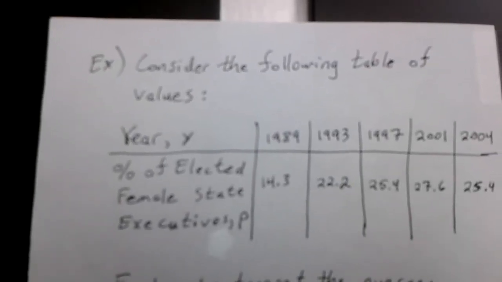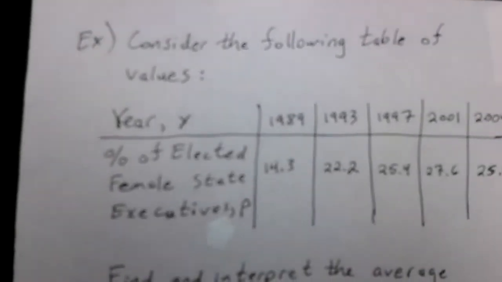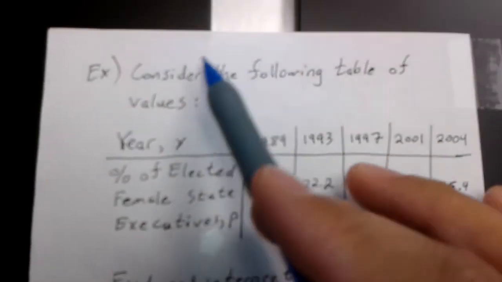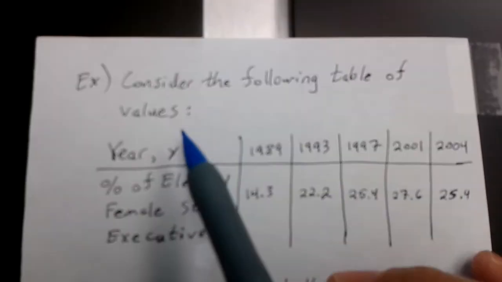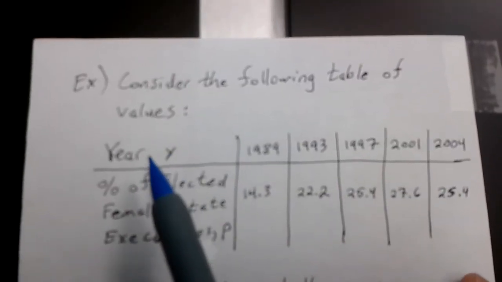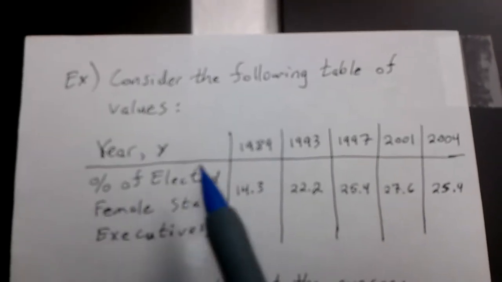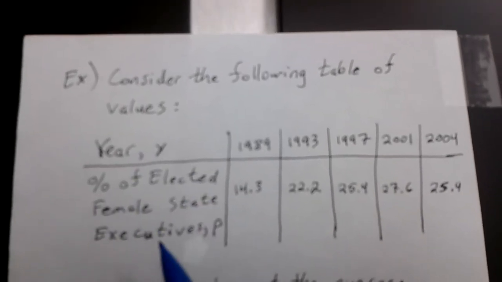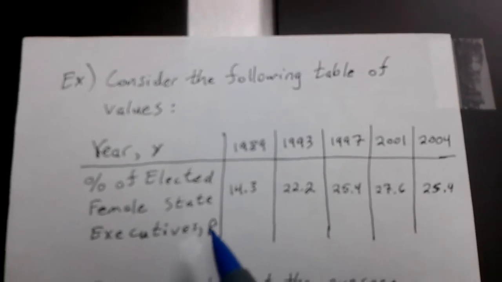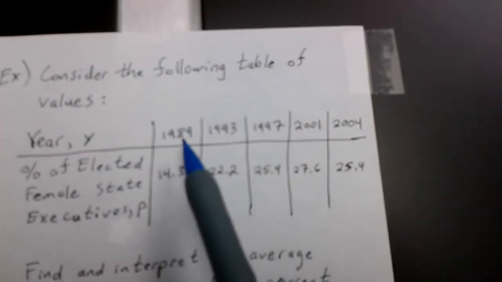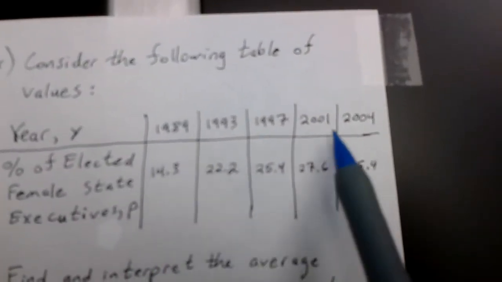Here's an example that illustrates the concept of the average rate of change. Let's look at it. Consider the following table of values. Here, the input variable is year, the output variable is the percent of elected female state executives, indicated by the letter P. So let's look at it. There's several years between 1989 to 2004.